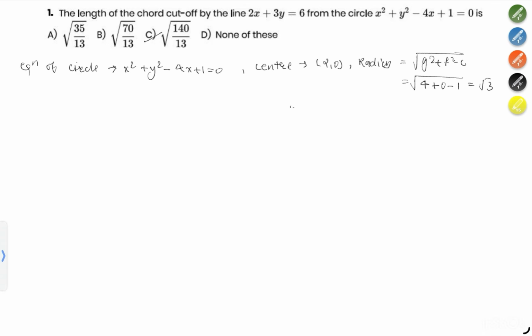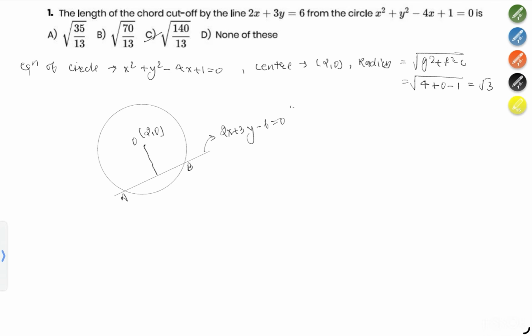Now what they are asking, they have given one more line, that is a chord to the circle. So they are asking the length of the chord. If you draw the circle, you will have this as the circle. Assume this is the line that they have, which is 2x plus 3y minus 6 equal to 0. We have to find the value of AB. The center is given to be (2, 0). Let us assume this point is O.